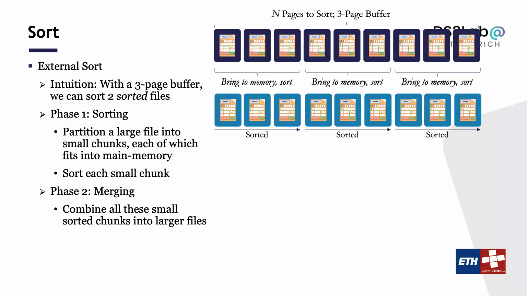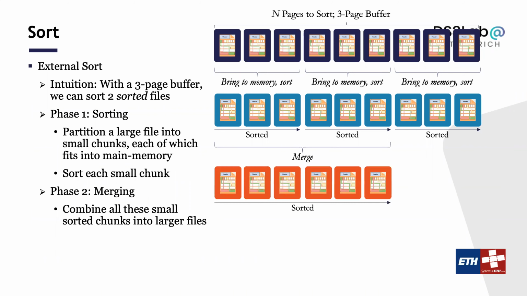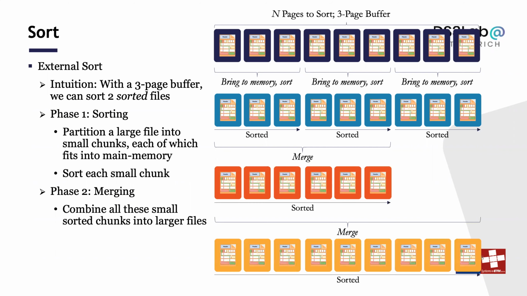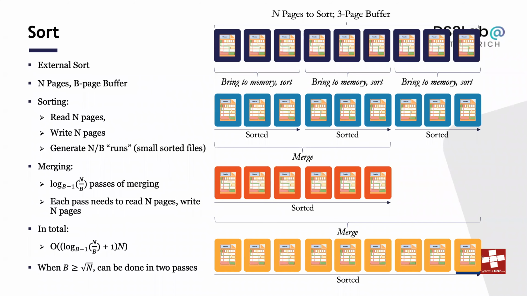I'm going to, for example, take the first 2 files. I will merge them using my 3-page buffer. And then I get a larger file, which now contains 6 pages, and is sorted, right? And then I take this 6-page file and merge that with another small file. I keep doing this. I will end up with a very large file that is sorted. So it's a very, very simple algorithm. So how expensive could that be, right?